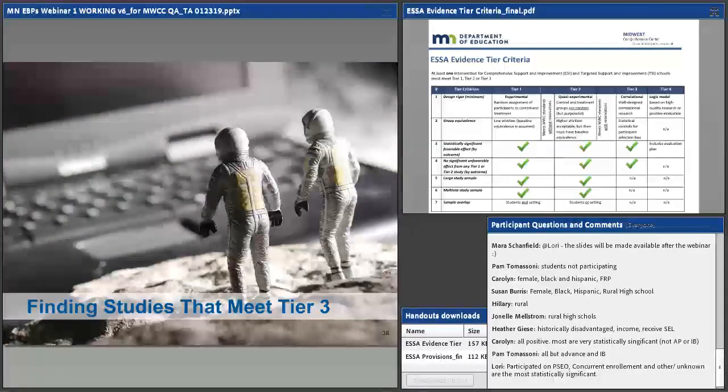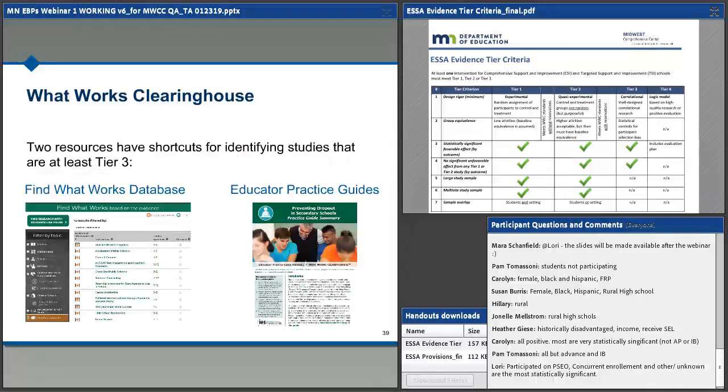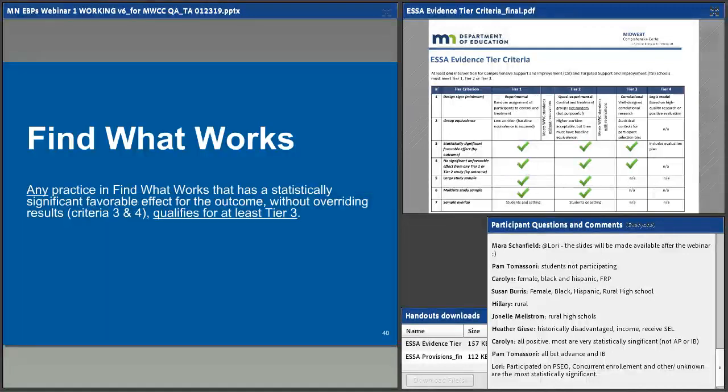All right, finding studies that meet Tier 3. We have a couple astronauts here because we're going to be exploring a couple of resources. Both of these resources are going to be in the What Works Clearinghouse. And we're going to talk real briefly here about the Find What Works database, which I'm sure some of you have used, judging by our earlier poll, and then the Educator Practice Guides, which are another popular resource in the What Works Clearinghouse that you can use.